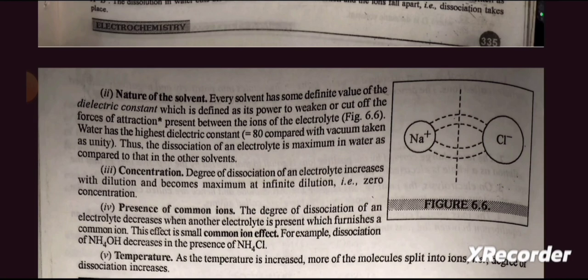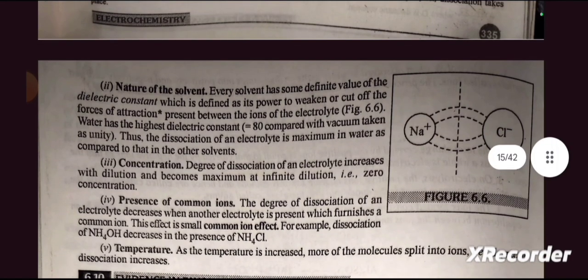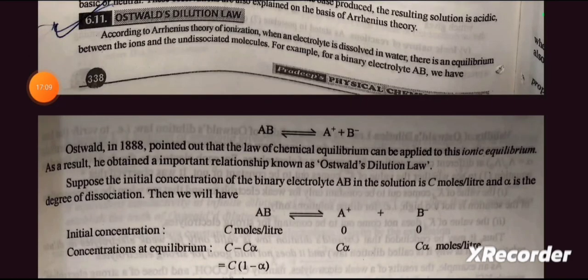This effect is called the common ion effect. For example, dissociation of NH4OH decreases in the presence of NH4Cl. Fifth, temperature. As the temperature is increased, more of the molecules split into ions, that is, the degree of dissociation increases.